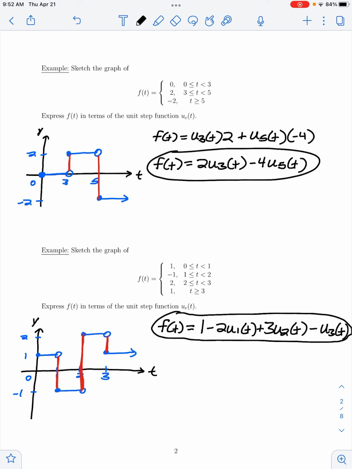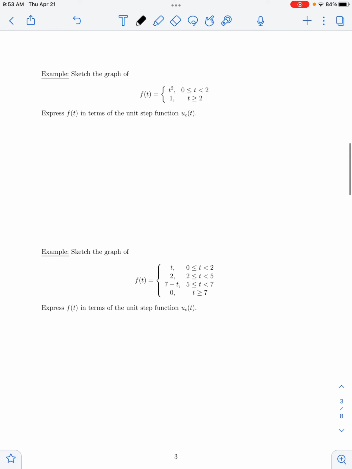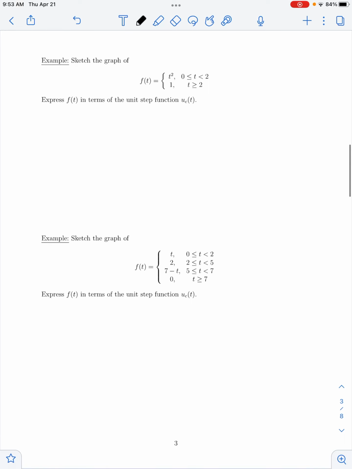So here we have described these functions f of t, which are piecewise defined, in terms of this unit step function. Now in these two examples, our functions f of t were defined as constants over different time intervals, but that may not always be the case. So let's look at some more general examples. Here we have the same sort of question, but a little more complex. We're asked to sketch the graph of these functions and then express the function in terms of the unit step function, u sub c.